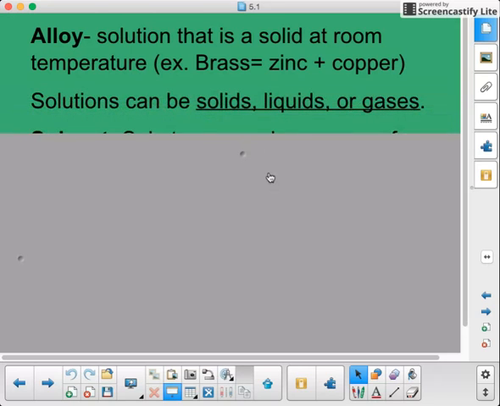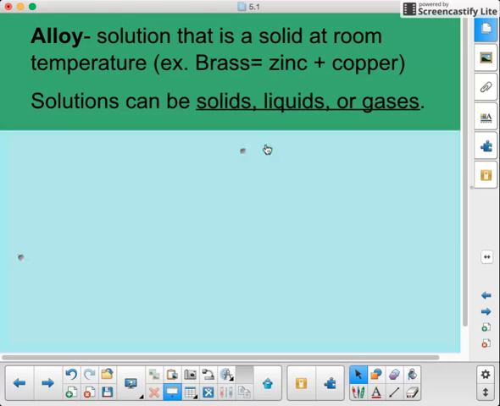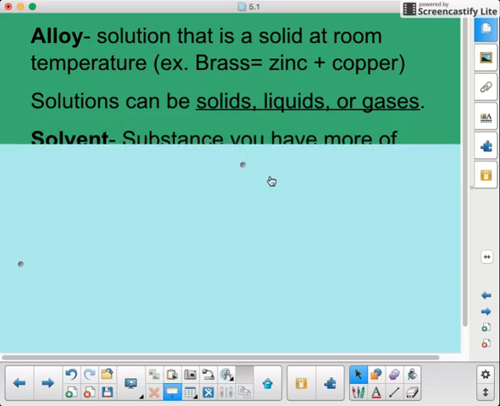You might also have heard that word talking about cars. There are parts of cars that are made of metal alloys. Solutions, like I said, can be solids, liquids, or gases. Oftentimes the examples we use are just liquids, like that powdered drink mix dissolved in water. But today we'll talk about some examples that are also solids at room temperature and gases at room temperature.